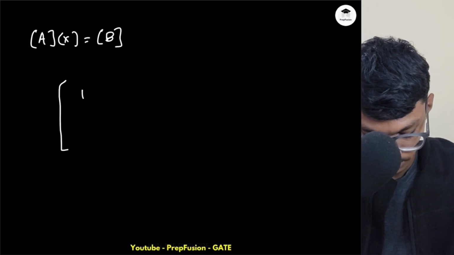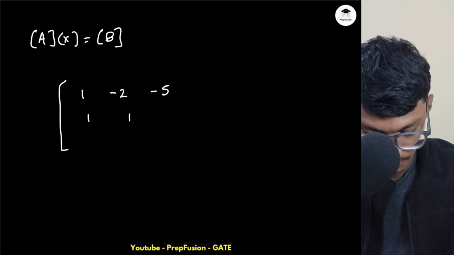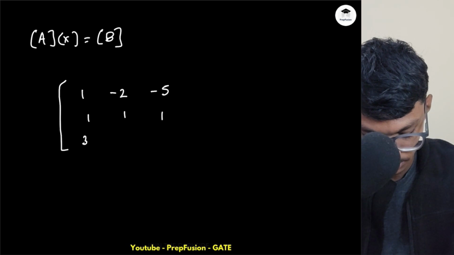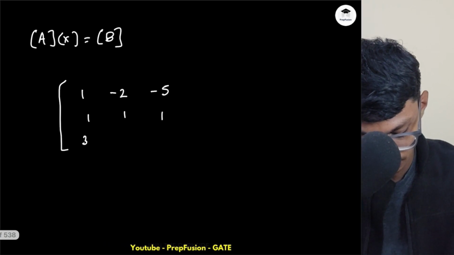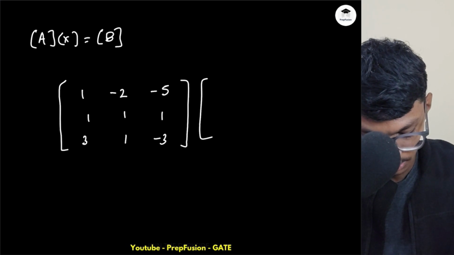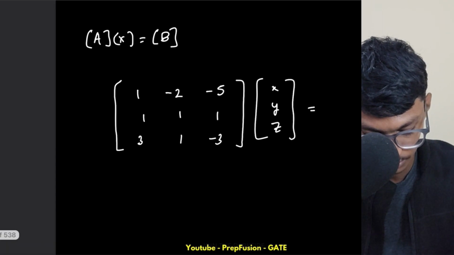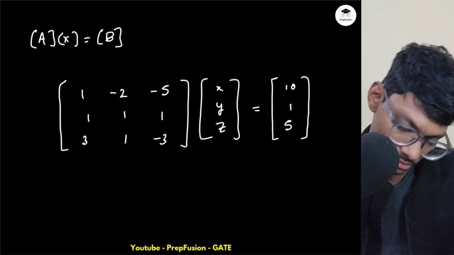A matrix is 1, minus 2, minus 5, 1, 1, 1, 3, 1, minus 3, and this is x, y and z, right? x, y and z equals B, which is 10, 1, 5. Okay, which is 10, 1, 5.